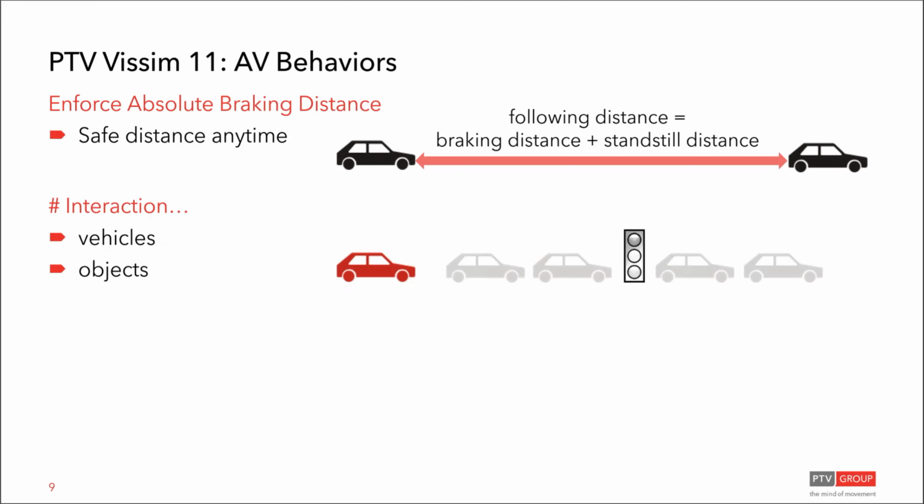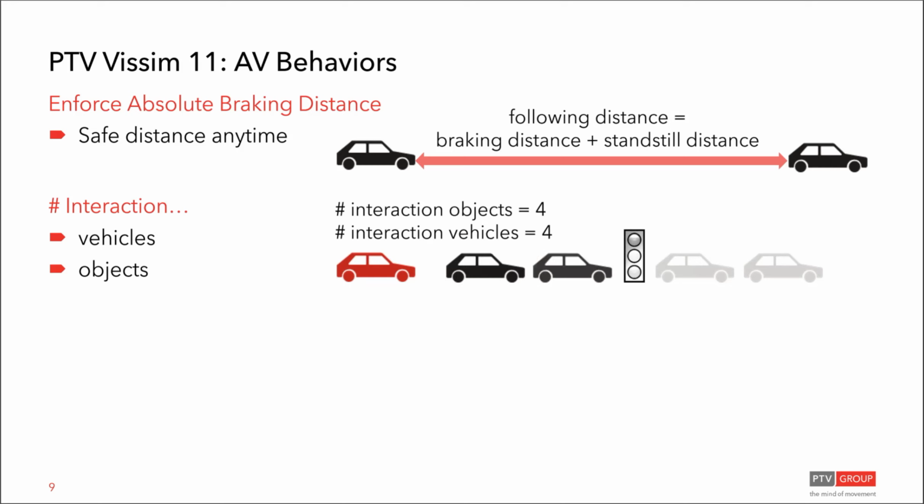The next option is the number of interaction vehicles and objects. Previously, we only had the number of interaction vehicles in Vissim, and that was a mixture between vehicles and also signal heads, for example, which were taken into account, or speed decisions. So now we split these two because of one reason.